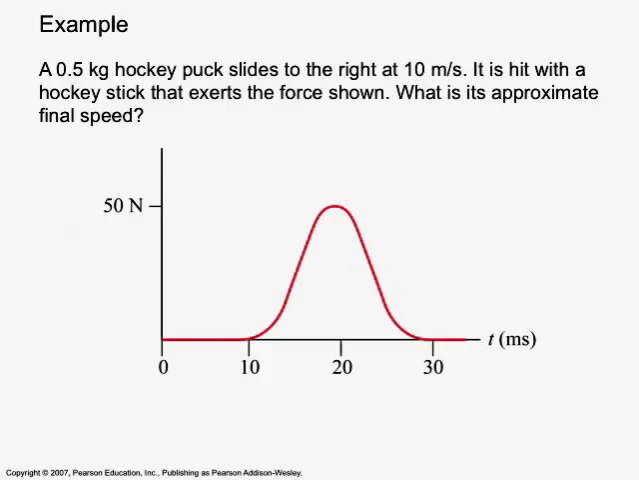Let's see how this works. Here we have a force applied to a hockey puck of half a kilogram. The puck slides to the right at 10 meters per second. It is hit with a hockey stick that exerts the force shown. What is the approximate final speed? Since the force is changing from compression to max and back to minimum as contact ends, we'll figure out what the average force is, 25 newtons, over the duration of time from 10 to 30, or 20 milliseconds. 25 newtons times 20 milliseconds will be our impulse.